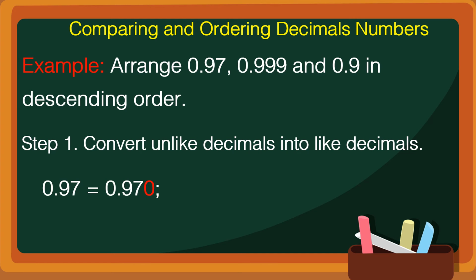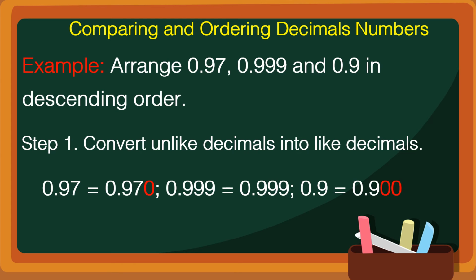0.97 is equal to 0.970. 0.999 is equal to 0.999. And 0.9 is equal to 0.900. Thus, we get 0.970, 0.999, and 0.900.